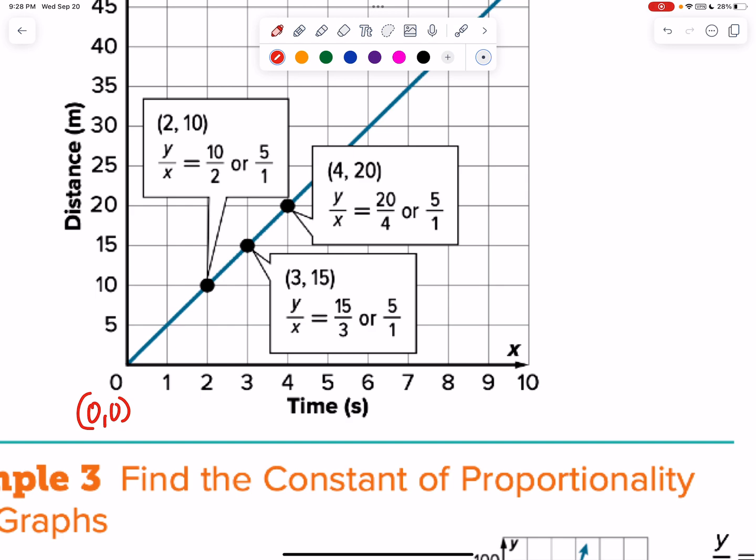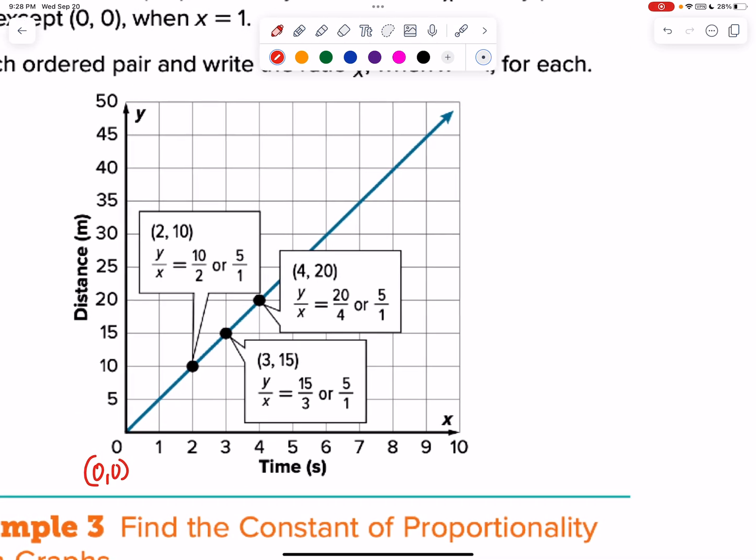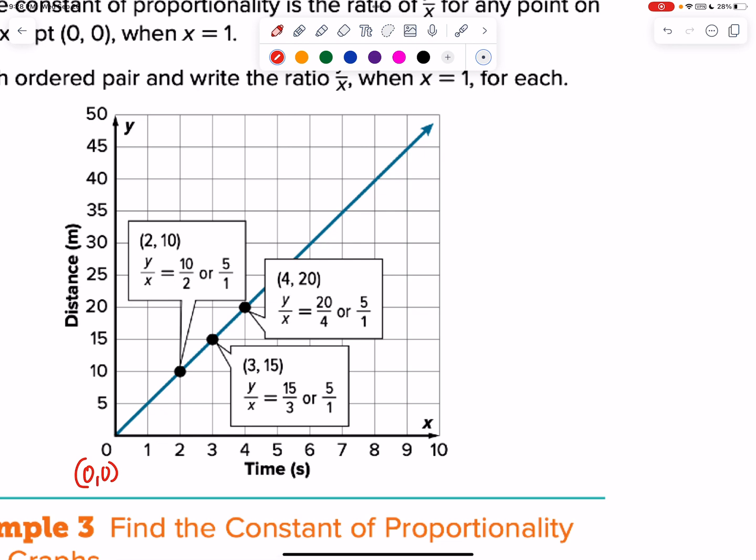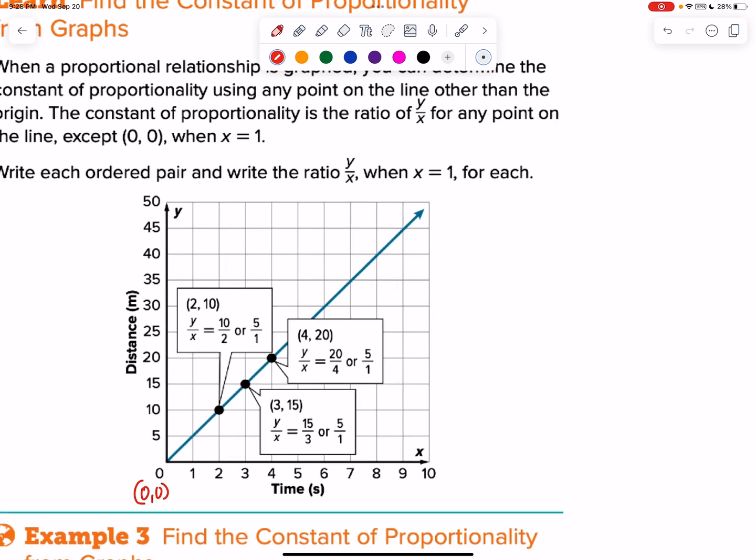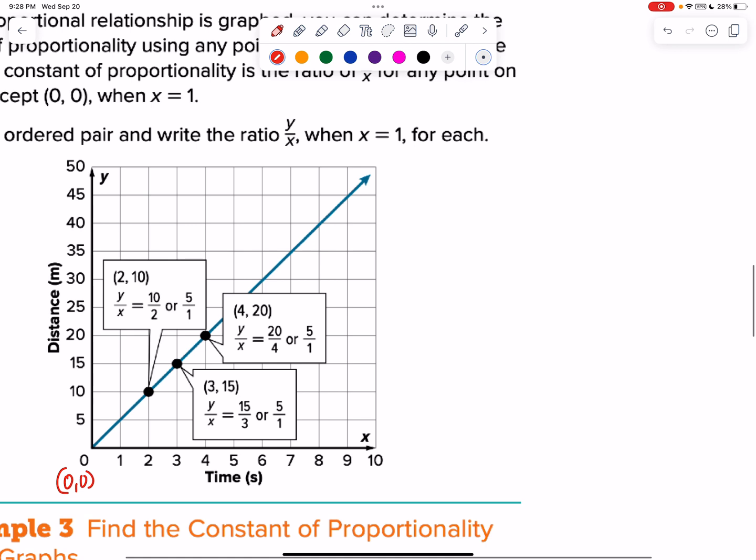So that's what 0, 0 means. The next thing is that we can find the unit rate or the constant of proportionality with any of the points that intersect, okay? And to find that, all we have to do is look at y over x, okay? And that is the division that we're doing to determine the constant of proportionality.